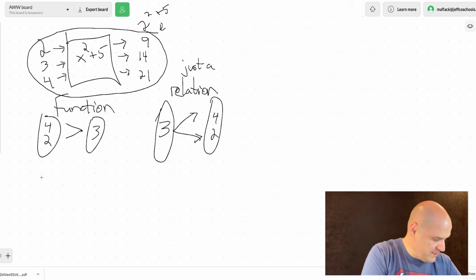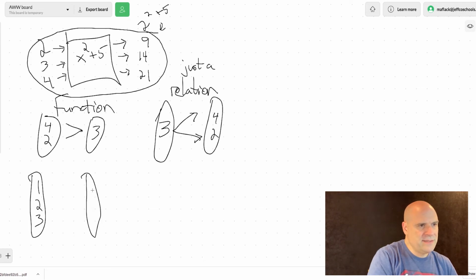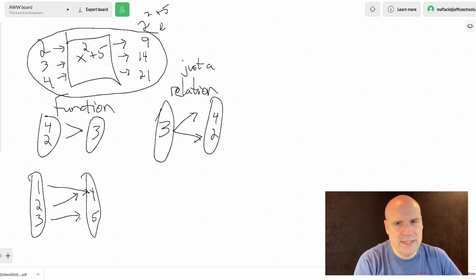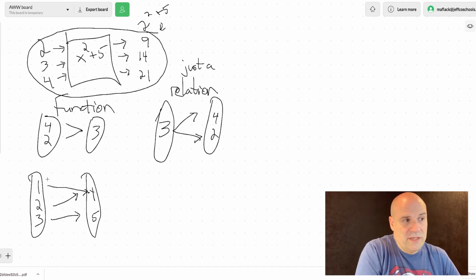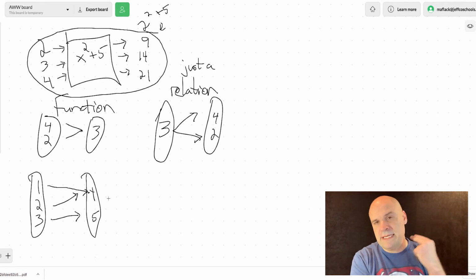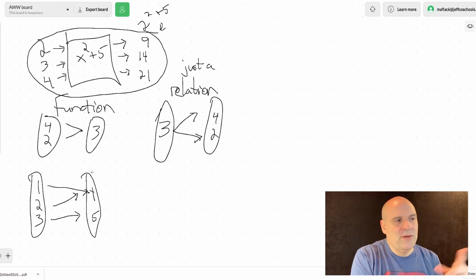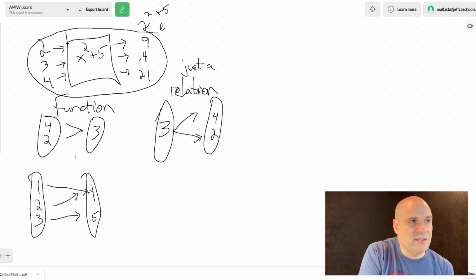Let's do another example. Let's say we've got a couple things here, 1, 2, and 3. And let's say that 1 and 2 both go to 4, and 3 goes to 5. Is that a function or just a relation? Well, it's a function. Because remember, the only thing you have to worry about is if something in the domain goes to multiple things in the range. 1 only goes to 4. 2 only goes to 4. 3 only goes to 5. So this is a function. Okay, so both of these are functions.